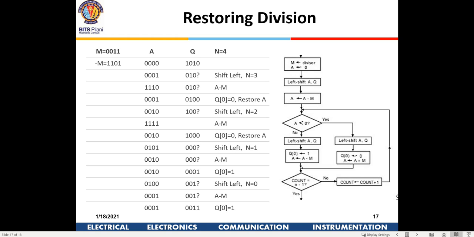Is it clear? Can somebody say yes or no? Yeah. Okay. So, but the shift left after checking the sign of A. Yeah.